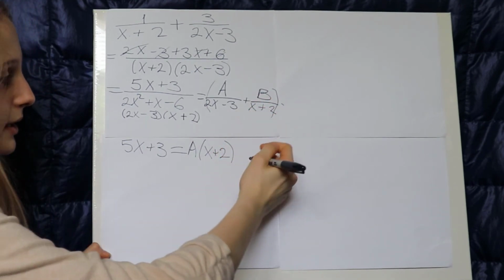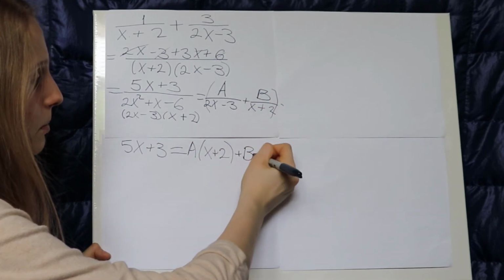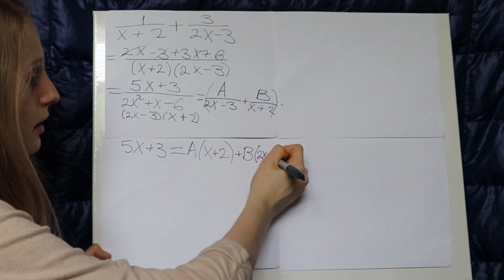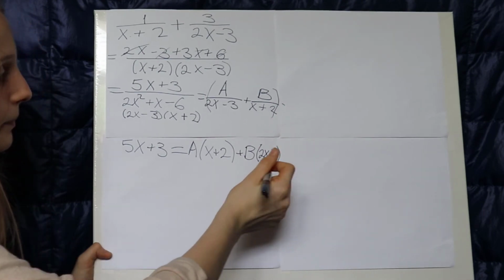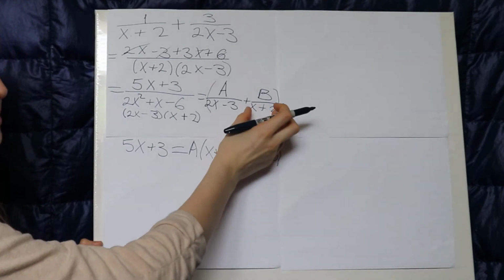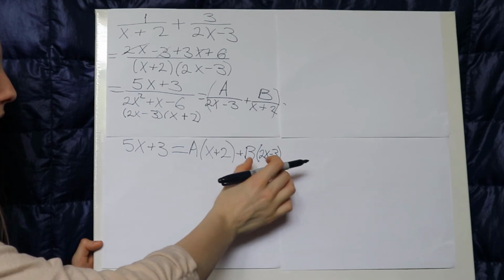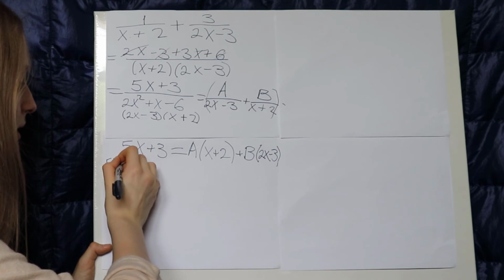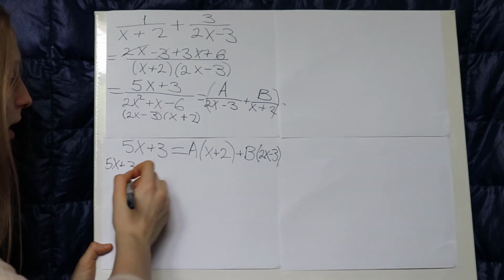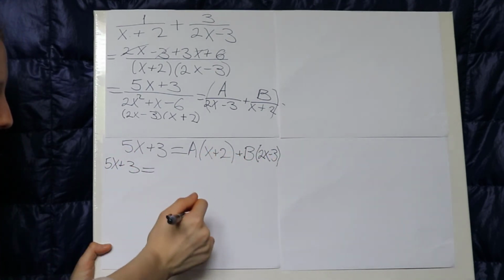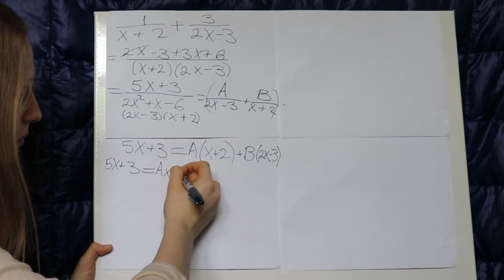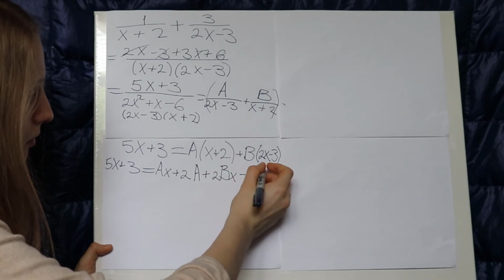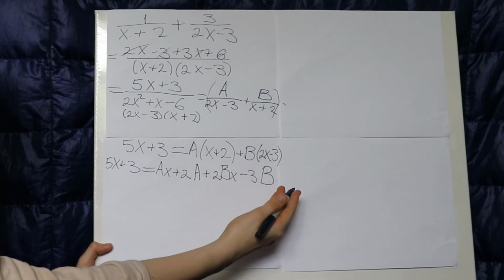And the same on this side. So plus b times 2x minus 3, because the x plus 2 would cancel out. So we would only get this. So now we can rewrite this side again, and we can multiply all of this out. And this is our result.